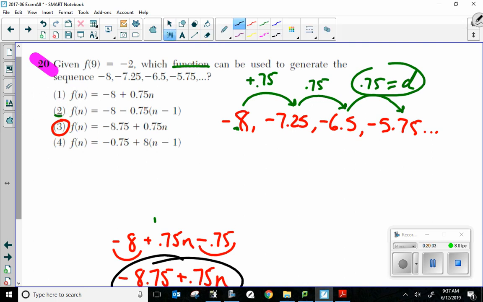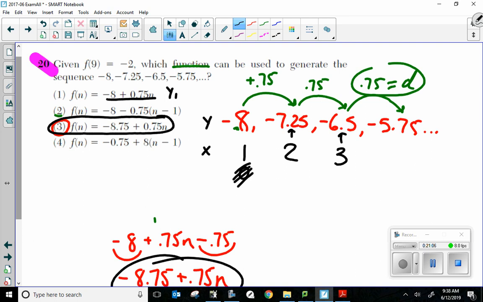Which function can be used to generate? If I put this into y1, I look at my table. Be careful. This isn't 0, this isn't 1 and 2. On your table, your first element, when x is 1, this should be your y. You don't start at 0 with these sequences. You start at 1. When x is 2, your y should be negative 7.25. When x is 3, y should be negative 6.5. This one right here is the only one that's like that.